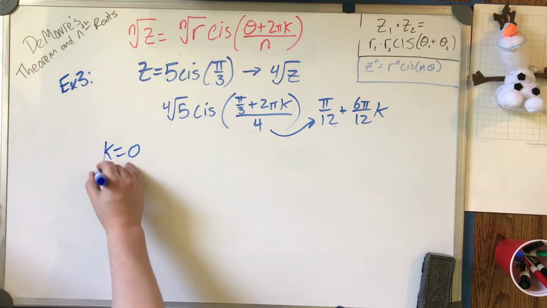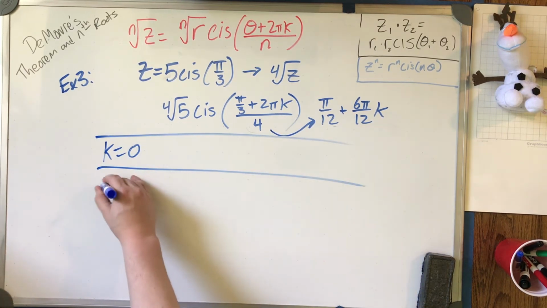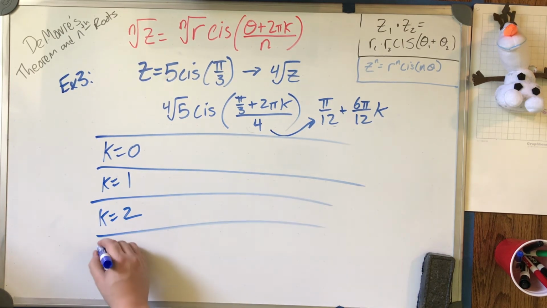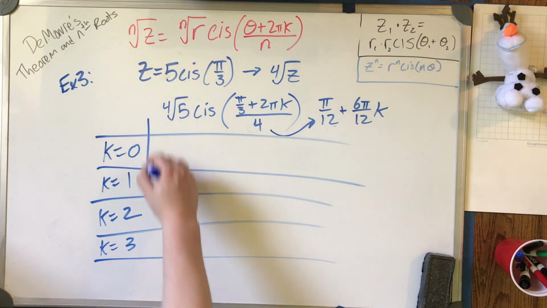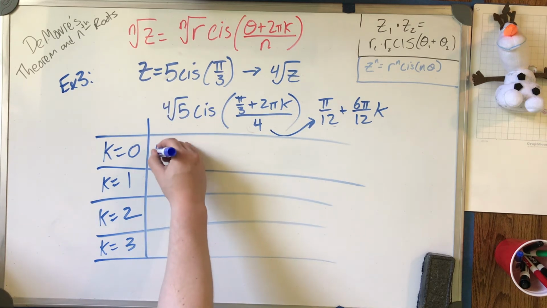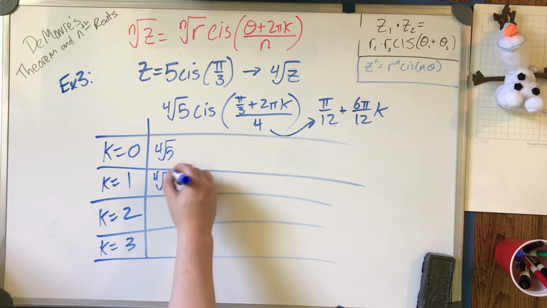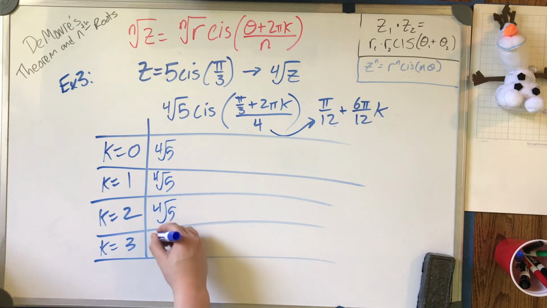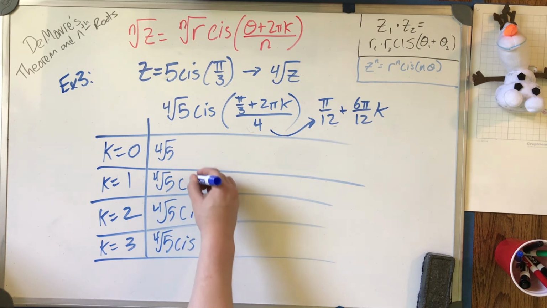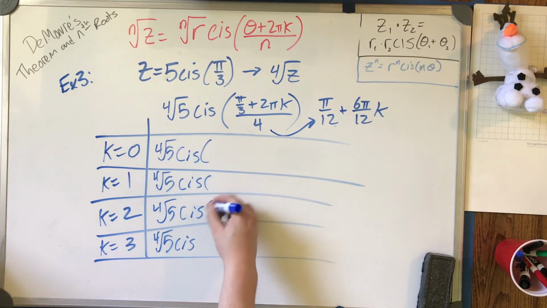So let's jump over here. We'll do k equals 0, k equals 1, k equals 2. That was the straightest line ever. And k equals 3. We don't need to go past 3 because we have the 4 answers that we're looking for. They all have this 4th root of 5, so I'm just going to start off by writing that for all of them. That way I don't have to think about it. They all have cis next, so I'll just write cis next. And then they'll all have an open parentheses.